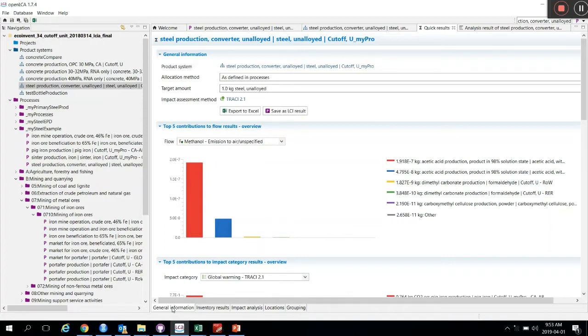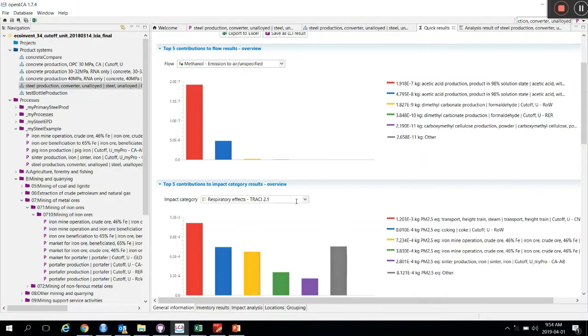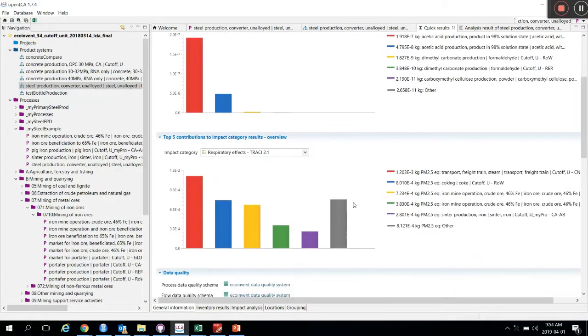So the first tab is just general information. It provides top 5 contributors to flows. So flows as in elementary flows, whether it be a stressor, an emission to nature, or an extraction from nature, like iron ore. And then the top contributors to the impact category results. So I ran TRACI 2.1. I recommend that you run that one as well for your EPD.